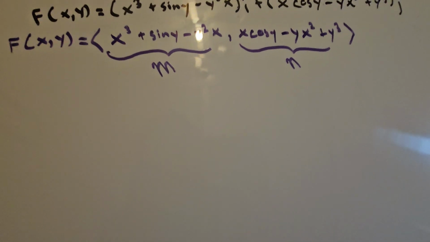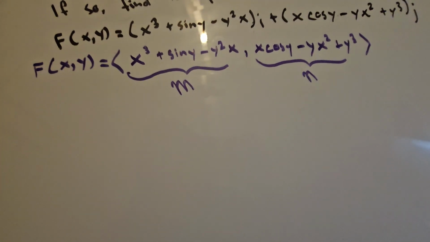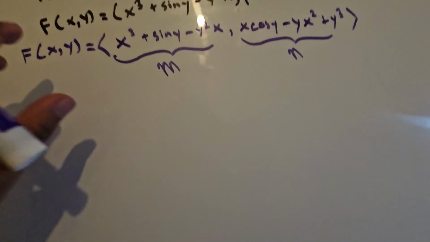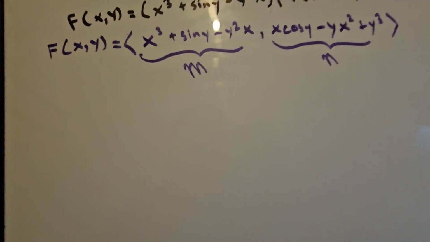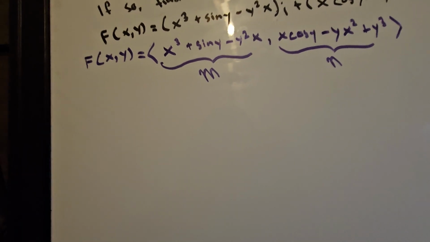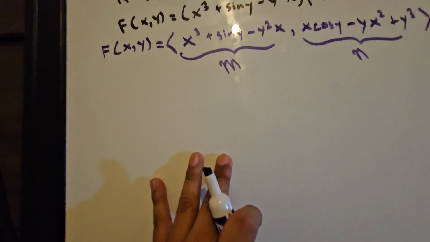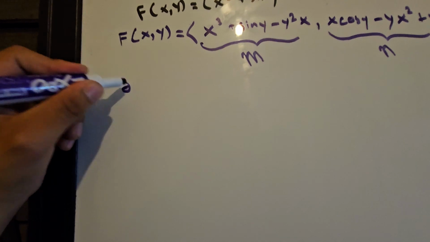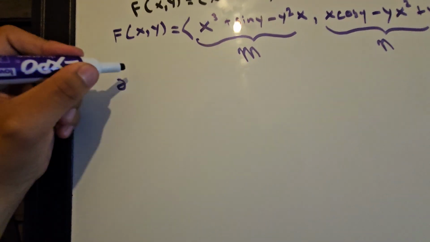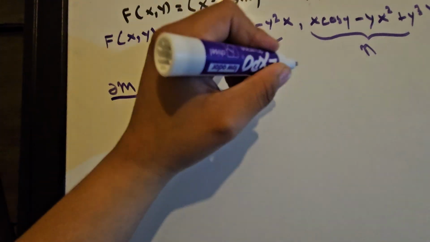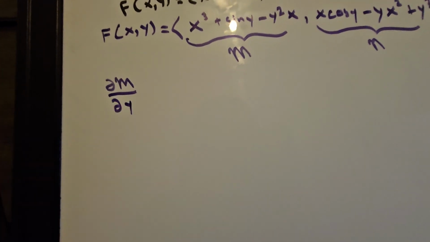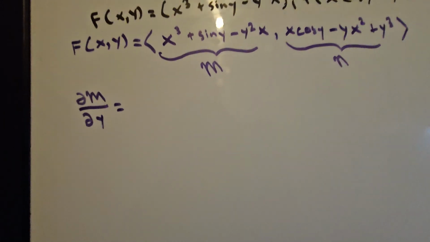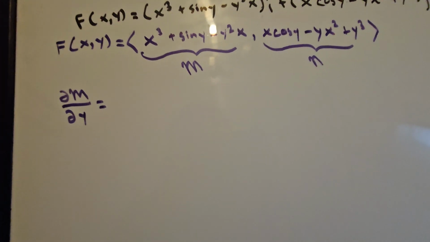So let's go ahead and find out if they're conservative. What does that mean? It means that they will have a potential function such that the vector field is equal to the gradient. I'll show that later, but first let's take the derivative of the M component with respect to y. This is actually a nice shortcut, a small test to determine if these are conservative or not.